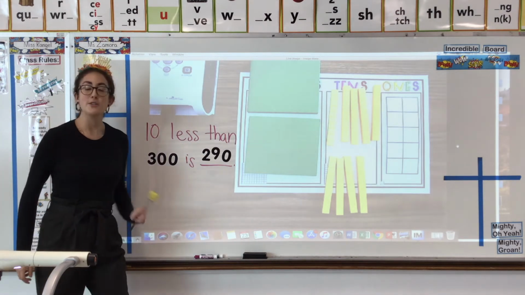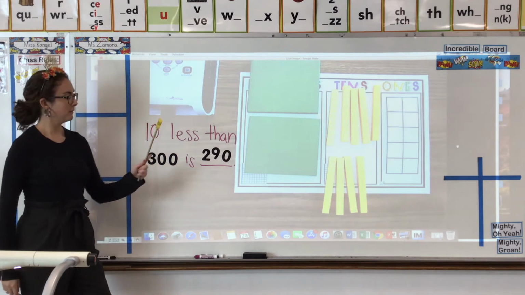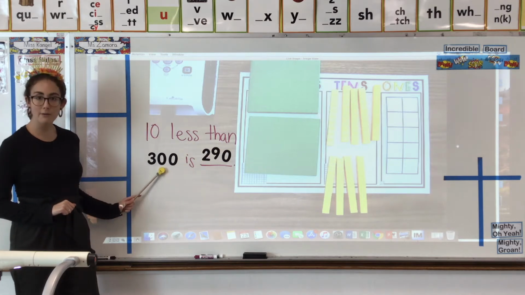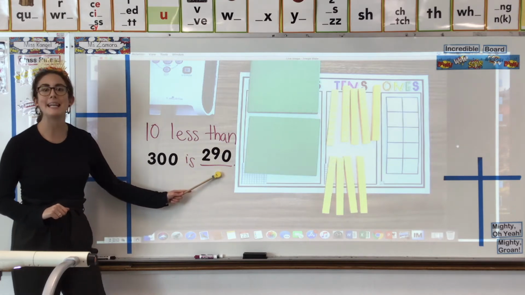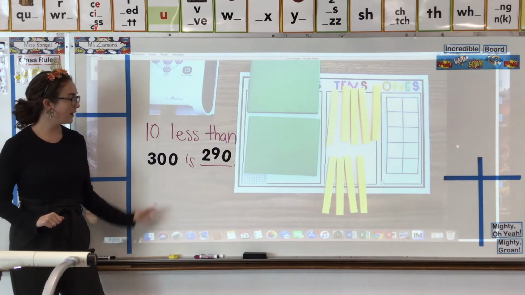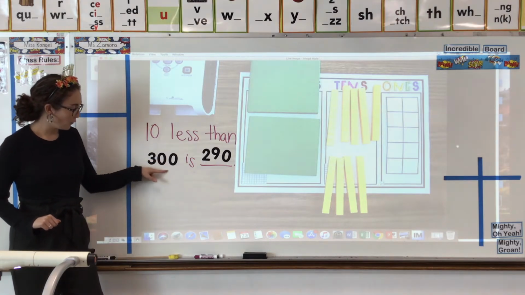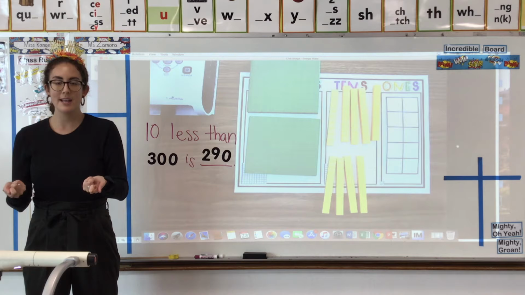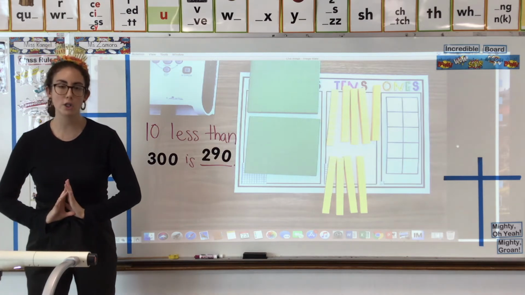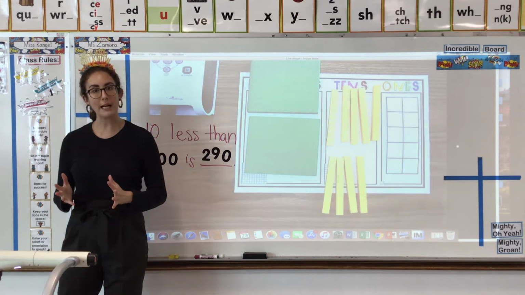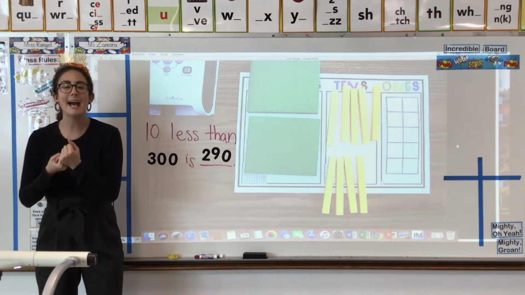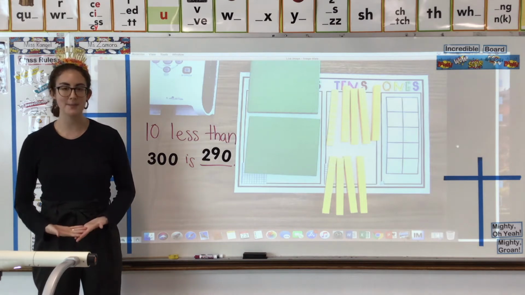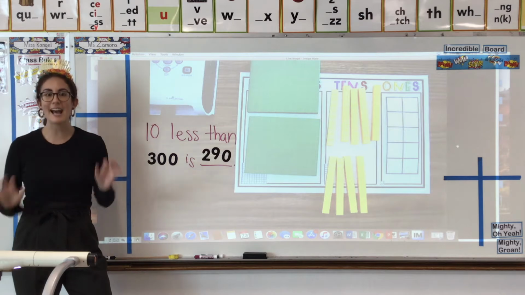290. So can you read this full sentence with me? Everybody, here we go. 10 less than 300 is 290. In order for us to take away a 10 from this 0 10s, we had to break apart a larger unit to get those 10 of a smaller unit. So this is how we're combining our unbundling and less than skills together in order to take away that 1 or the 10. Okay, we're off to a fantastic start.